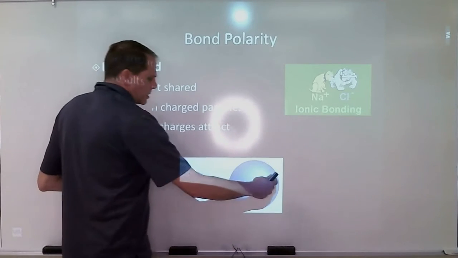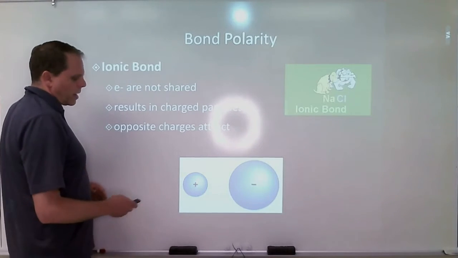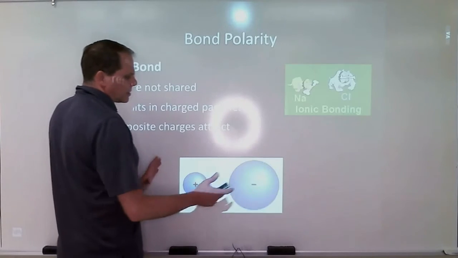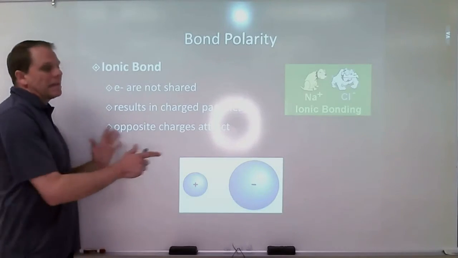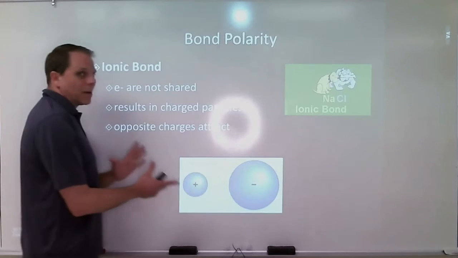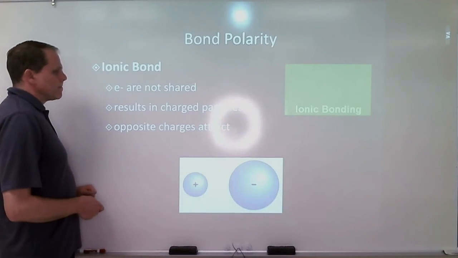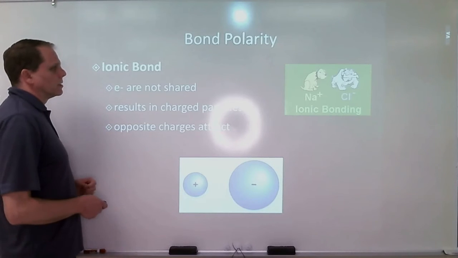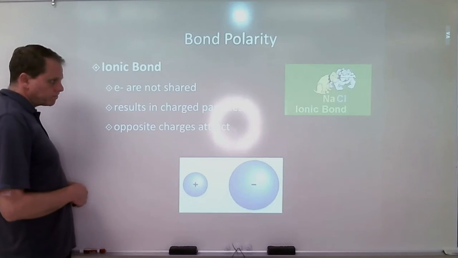Again, notice the distance. It kind of looks a little bit different than what we had before. The distance here versus the distance here. That's not really anything. That's just the graphic, okay? So the distances here are not being demonstrated by these graphics. All right, so we got charged particles, opposite charges attract, no sharing of electrons. This is the transfer of electrons.